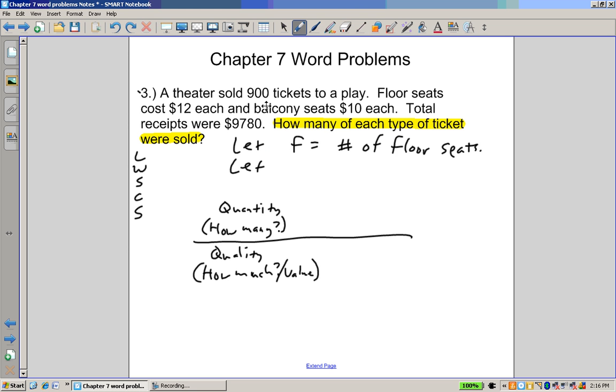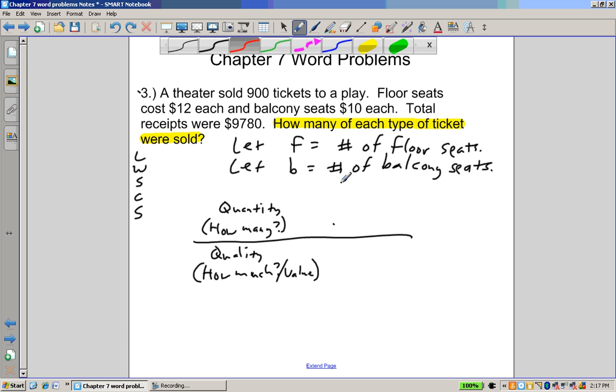Let B equal the number of balcony seats. Now let's look at the quantity, which is how many, versus the quality, because they've described both of them here. The quantity, how many are there? Well, you just add these two up: the floor seats plus the balcony seats. They sold 900 tickets, so that's how many there were. Floor seats plus balcony seats, 900.